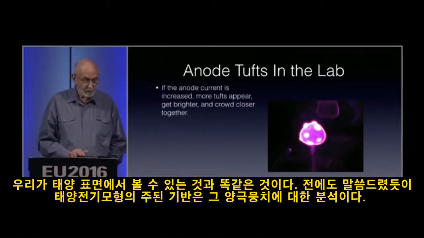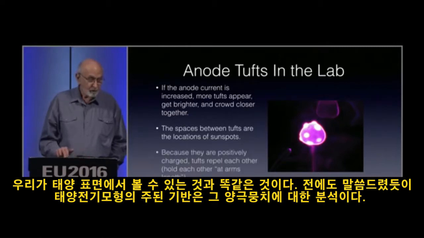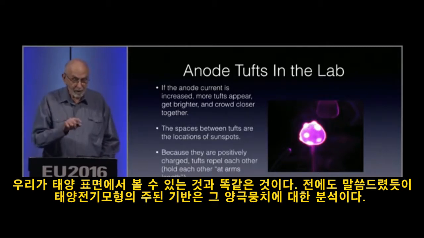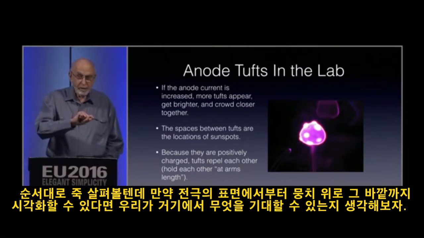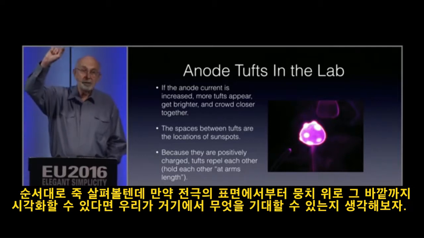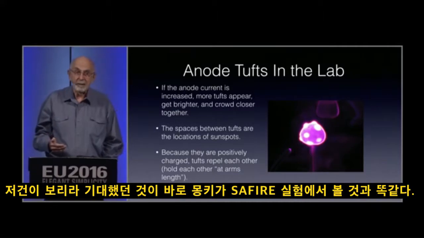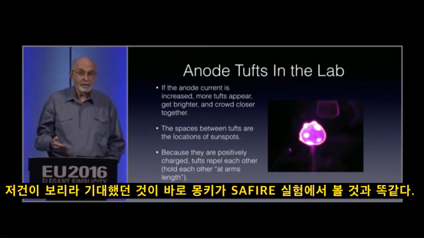So, as I said before, the main basis of Jurgen's model is an analysis of those tufts. And so we're going to be thinking of traveling in a line, if you can visualize, from the purple surface there, the surface of the anode, up through the tuft, and then out beyond the tuft. And let's think, what would we expect to see there? I'll tell you what Jurgen expected to see there, and I think it's exactly what Monty is seeing and is going to see in his Sapphire experiment.